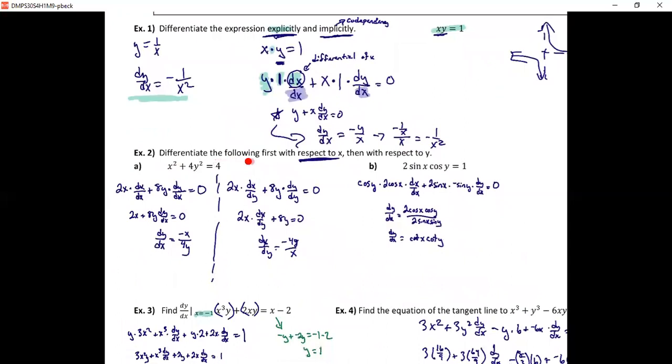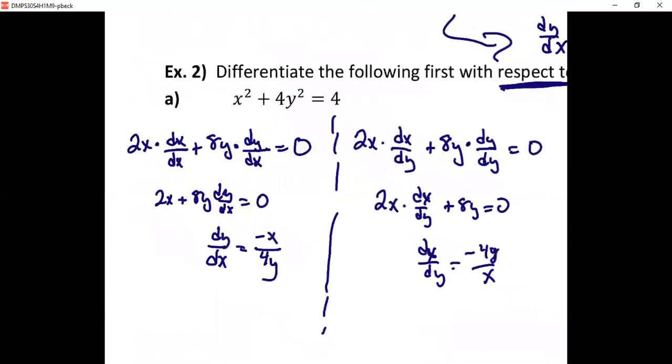So in example number 2, what I asked you to do is differentiate first with respect to x and then with respect to y so we could see exactly what's happening. So the derivative of x squared is 2x dx/dx. The derivative of 4y squared is 8y dy/dx. So dx/dx does reduce to 1, and so we could just write it as 2x plus 8y dy/dx equals 0. Now be careful, a lot of students don't remember to take the derivative of 4. The derivative of 4 is 0, so please just be on the watch out for that. So now simplify, dy/dx is negative x over 4y.